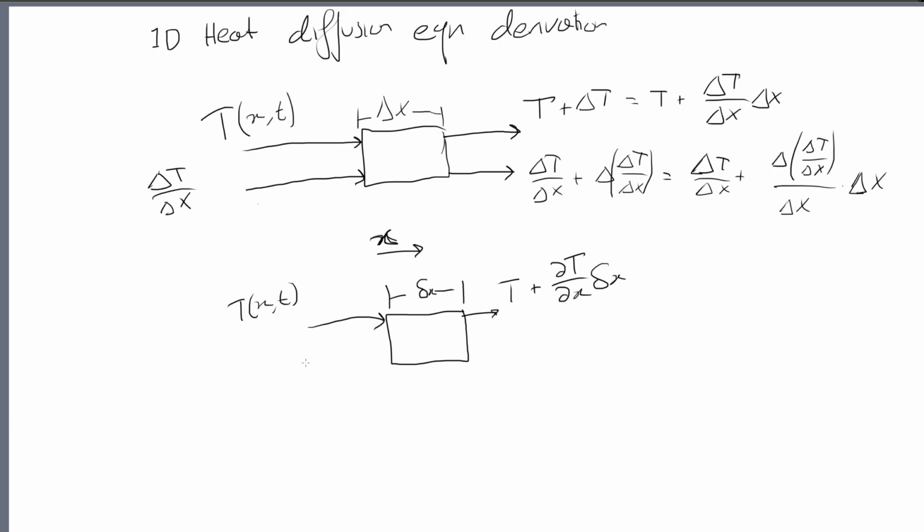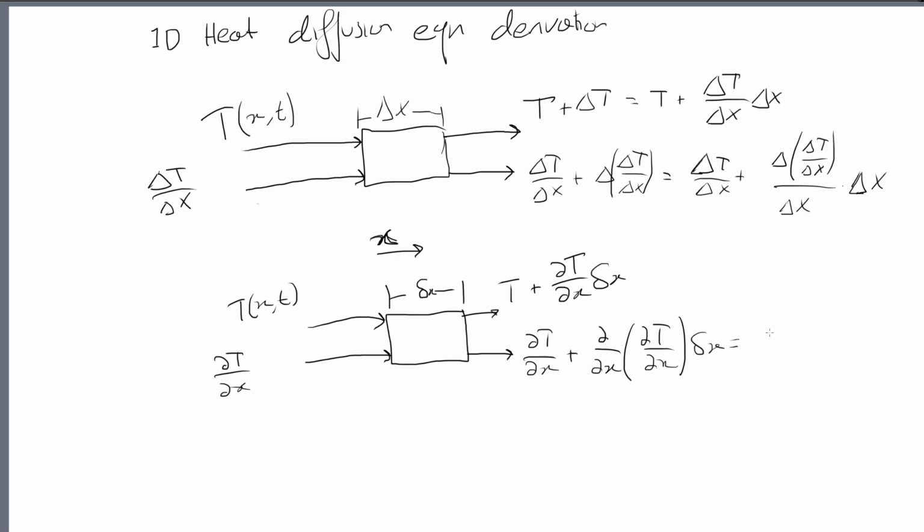And we can do the exact same thing for our temperature gradient. Now, our temperature gradient we know is dT by dx. That's just the change in temperature with x. And our out is going to be that same inlet gradient plus the change of the gradient with x multiplied by some small change in x.